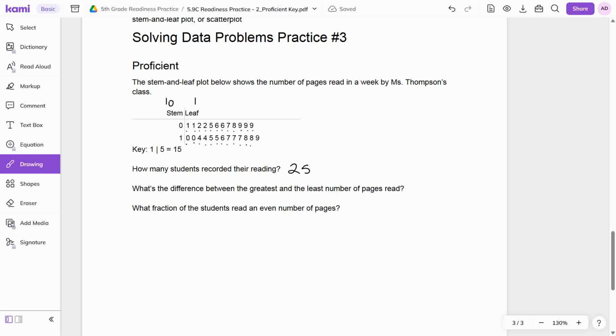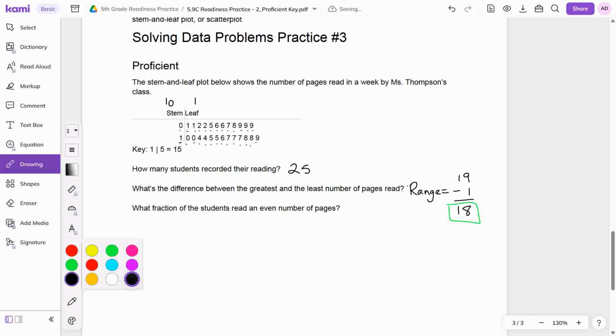The difference between the greatest and the least number, remember, this is called our range. So what is my greatest number? Well, it's a 1 and a 9. So that's going to be a 19 minus a 0 and a 1. So you have to do the first number in the leaf row on the first row, but on the second row, you do the final number. So 19 minus 0, 1, really, we're just going to call that 1. So my range is going to equal 18.